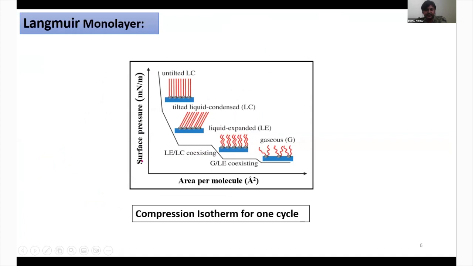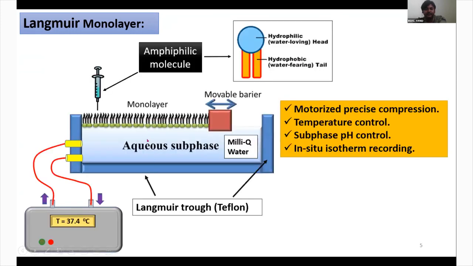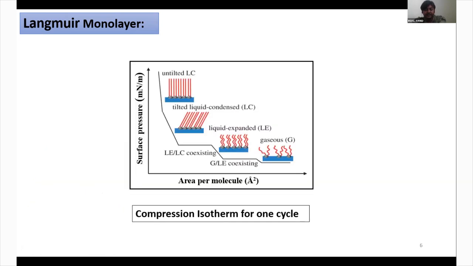Basically this gives us a curve between surface pressure and area per molecule. As we add some biomolecules to the water, the surface tension of the water changes. Let's say we add any impurity to the water, its surface tension will change. The change in surface tension we get as a surface pressure on our laptop. That's why the unit of the surface pressure is millinewton per meter. Basically, this is the unit of the surface tension.